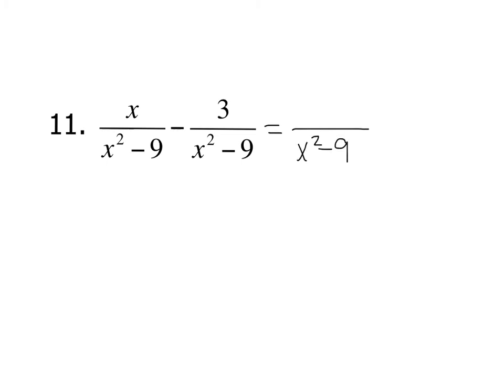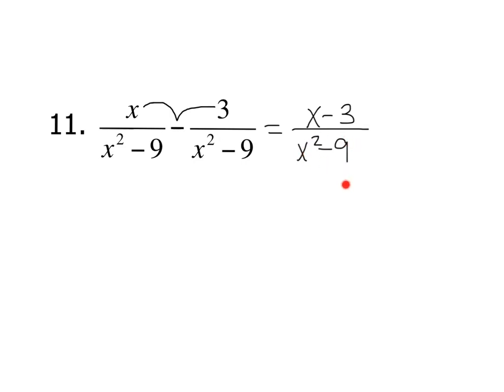The numerators, you have x minus 3. So x minus 3. Now from here, remember, never assume that you're done. Okay? Always think that you can simplify, and you can. You can factor this bottom part here.